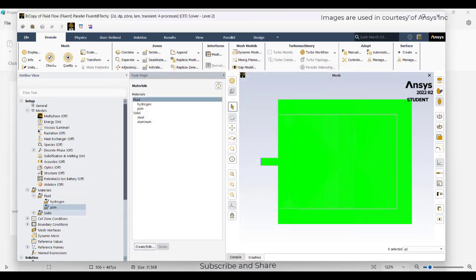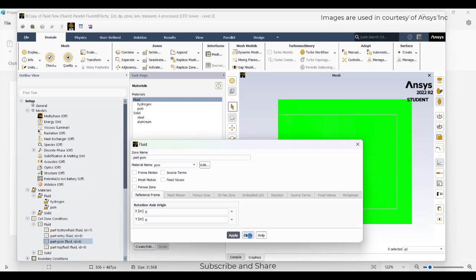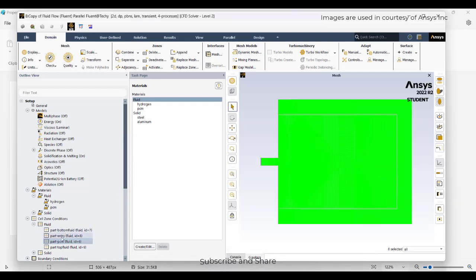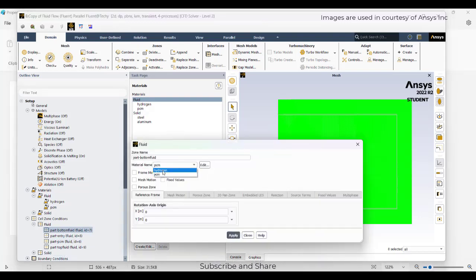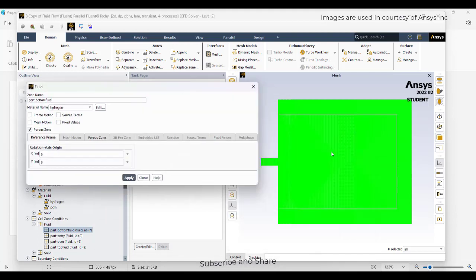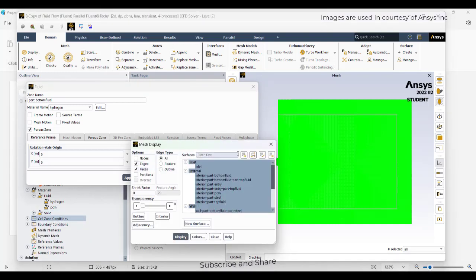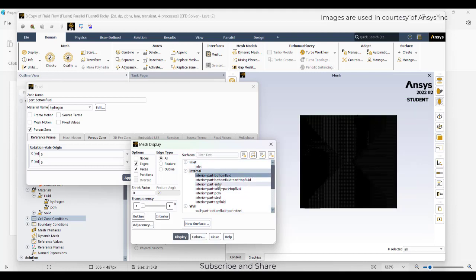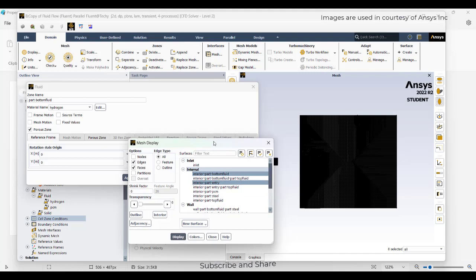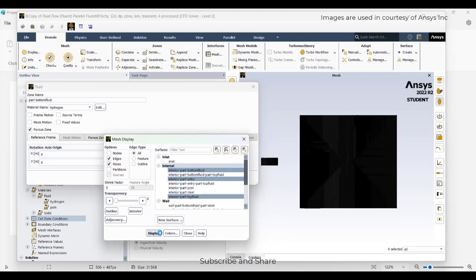Get the steel. In the cell zone condition, for the fluid it is the PCM. Try to apply the PCM material, it is already applied. And for the bottom fluid, it is hydrogen with a porous zone. So this is the bottom fluid. What you can see is the bottom fluid here. I'll just highlight it, you'll understand. This part is the bottom fluid, and this part is the entry fluid, and this part is the top fluid.